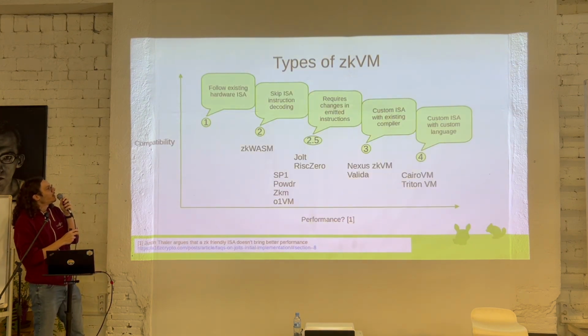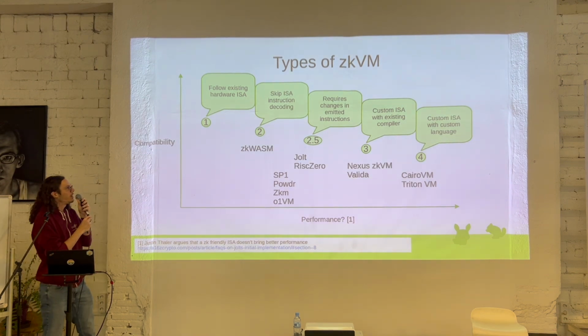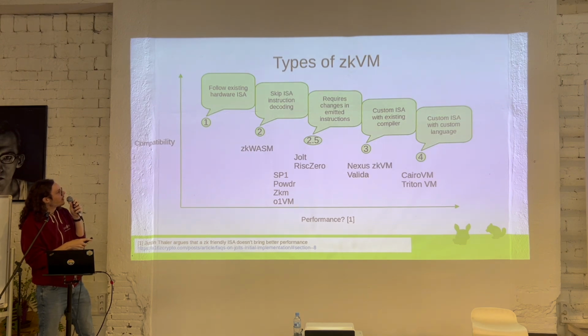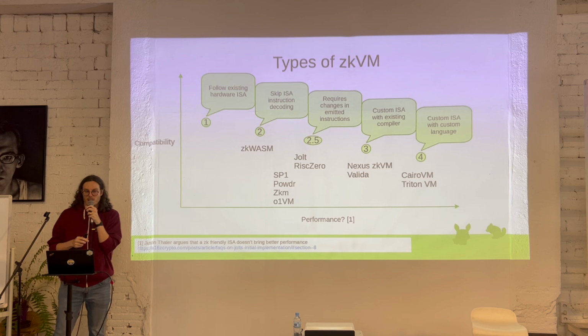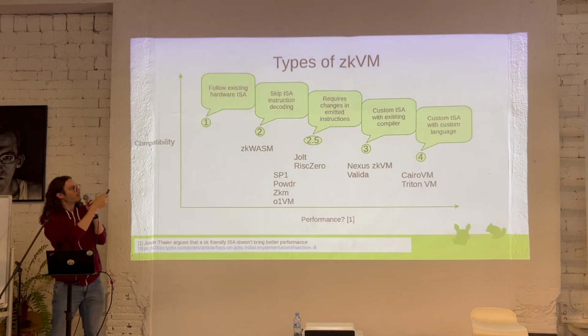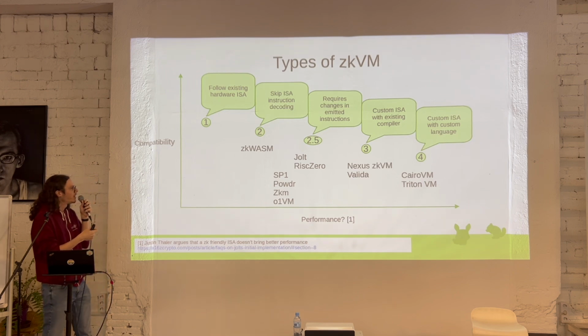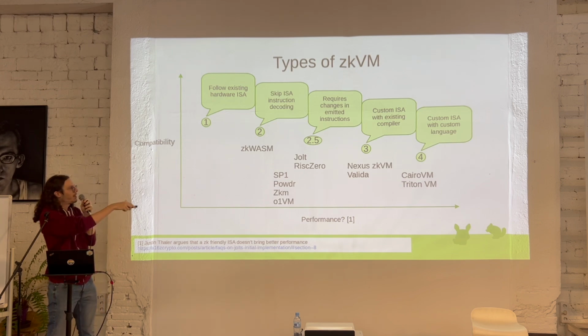And here we can see the different projects we saw on the grid before, laid out. So we have this list of RISC-V, WASM, and MIPS zkVMs. They would fall in the category between 2 and 2.5. For Jolt and RISC Zero, I was able to check that they translate some instructions to multiple internal instructions. For these four, I was not able to figure it out, so I just put them in the middle.